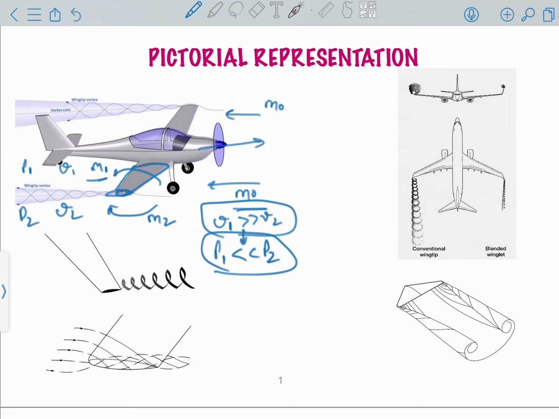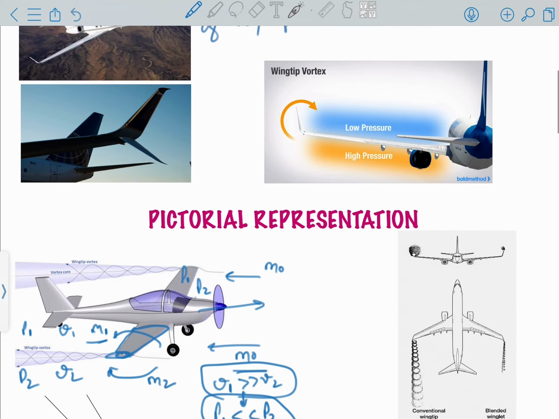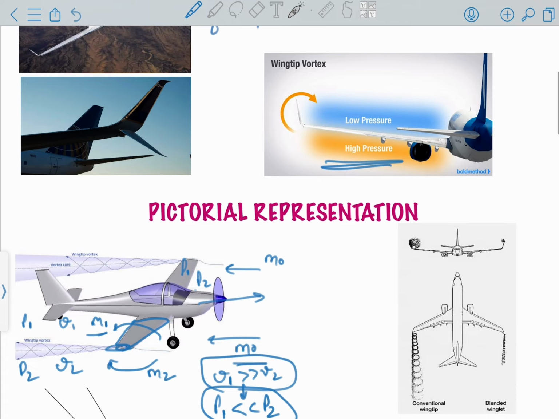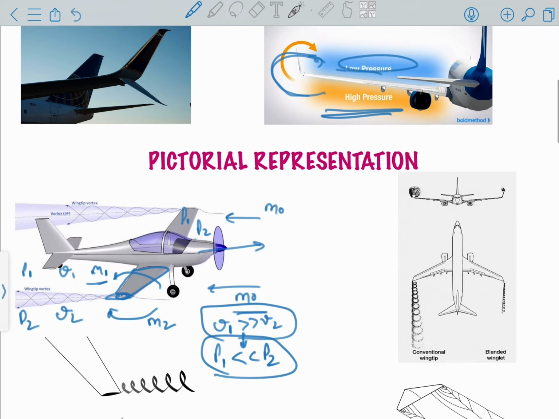So that's the reason why there is a pressure difference. Let's say P1 at the top and P2 at the bottom, and P1 is less than P2, and as I have shown in this figure, because of the high pressure at the bottom and low pressure at the top, the air is trying to leak from the side of the wing.